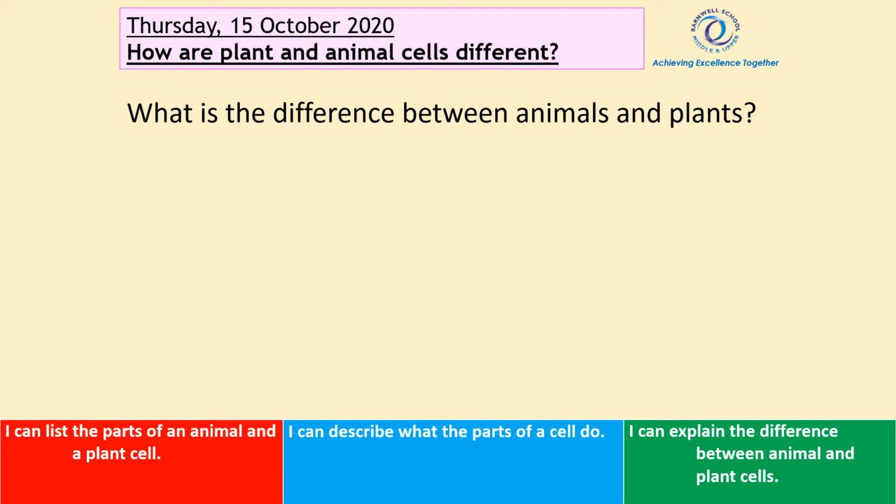Please go and get a pen and a piece of paper if you haven't already so that you can make notes and complete the tasks as we go through. At the bottom, you've got the learning objectives for this lesson. Feel free to write those down. And you've also got a Do Now to do, which is: what is the difference between animals and plants? Please write down your ideas, and if you want to check them, you can send them in to your teacher.